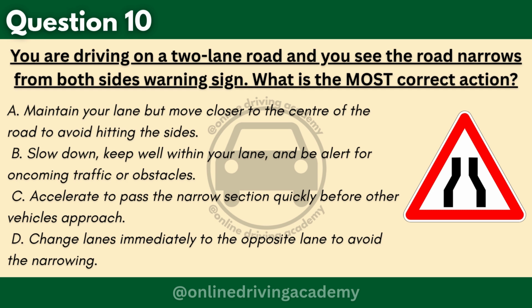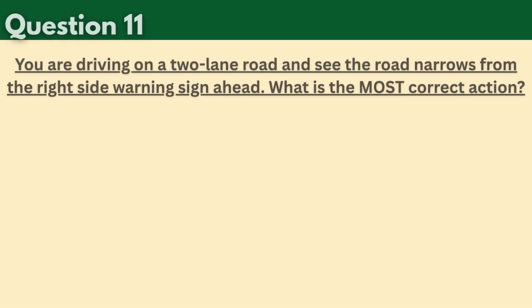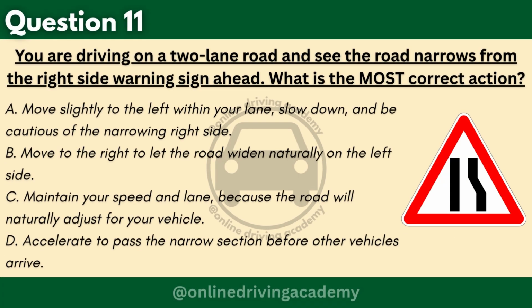Now, because this road is going to be narrowing from both sides, you need to firstly slow down and you need to safely stay in your lane. If you're looking at all 4 options, only option B includes those actions. Therefore, option B is going to be our correct answer. You need to slow down, keep well within your lane, and be alert for oncoming traffic or obstacles. Now, as you can see, this sign is similar to the previous sign.